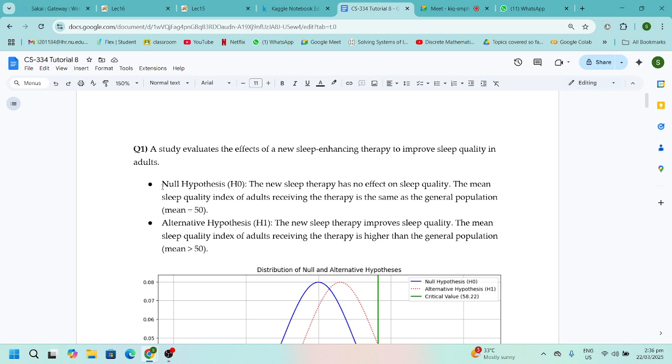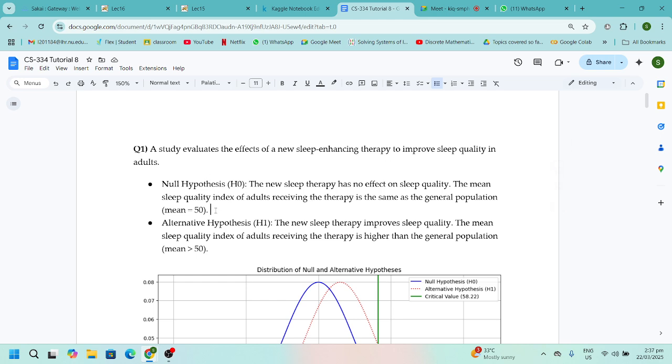All right. So एक आपका null hypothesis होगा इस study में और एक alternative hypothesis होगा. I've written both of them down already. So the null hypothesis is represented by H0 generally and the alternative hypothesis is represented by H1. So H0 is that the new sleep therapy has no effect on sleep quality. And जो null hypothesis होता है, it always assumes that there is no effect.